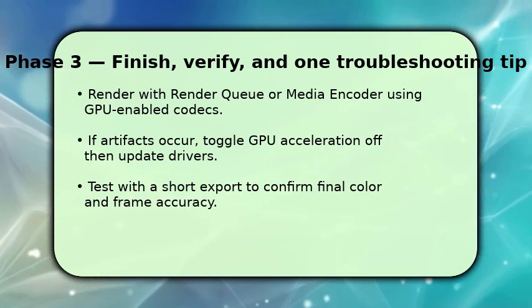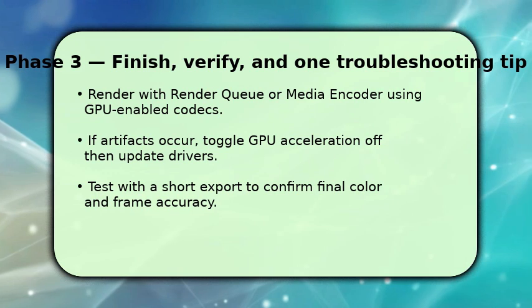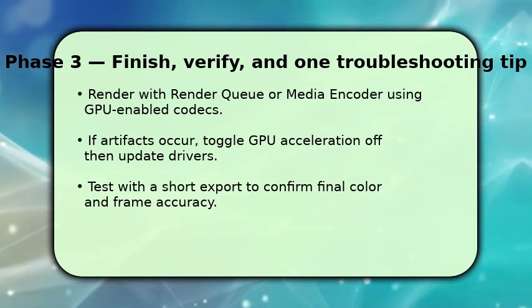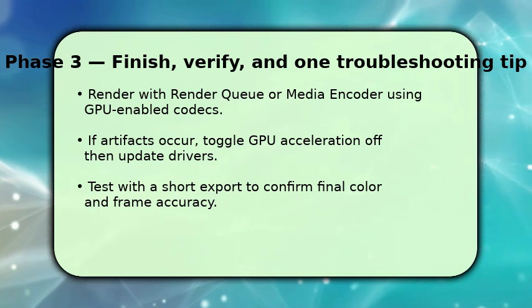Finish by exporting with GPU-enabled encoding. Send to Media Encoder or use the render queue with supported codecs to preserve acceleration during export. You should monitor for artifacts or crashes.